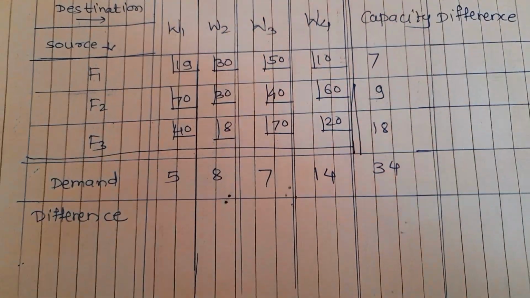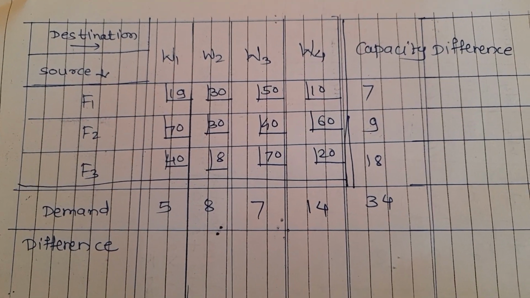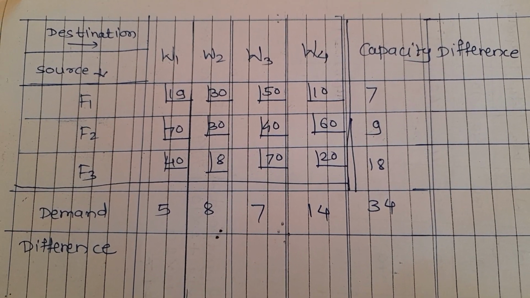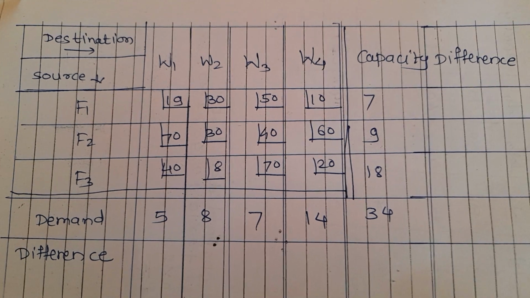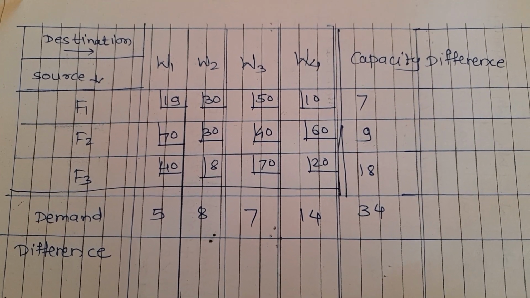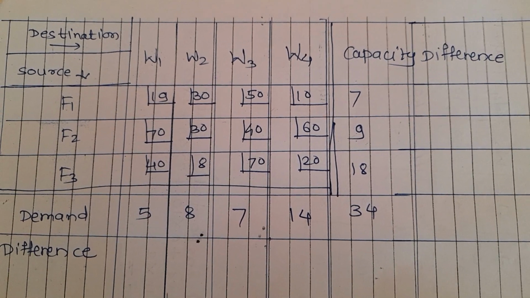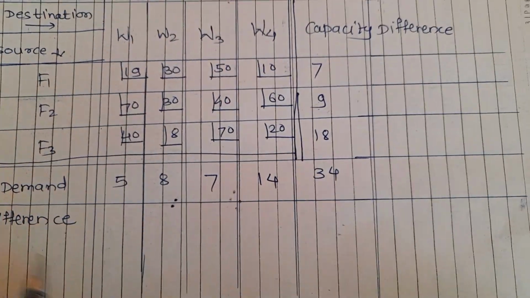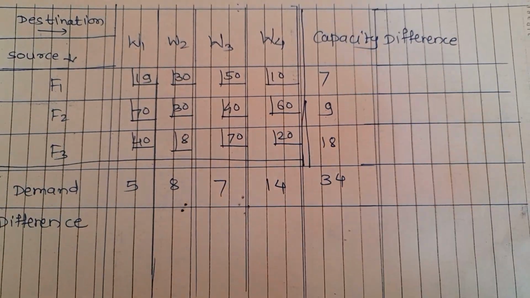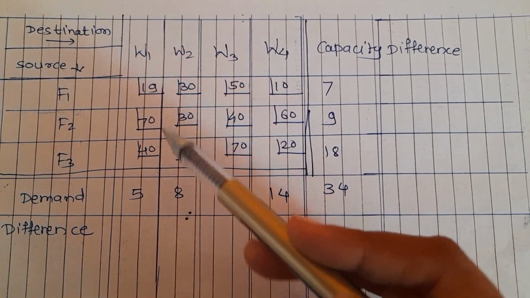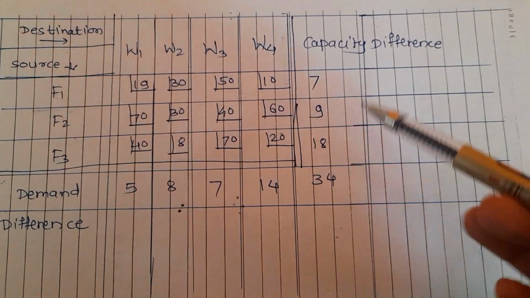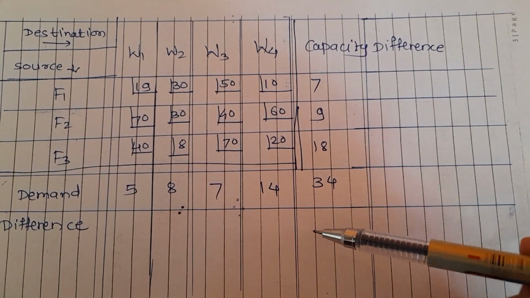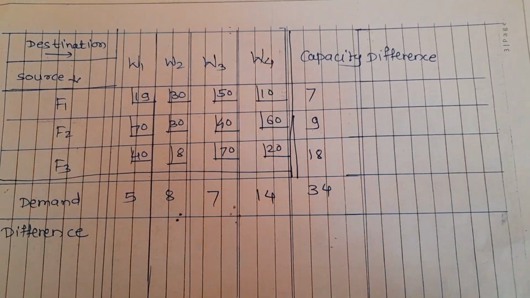We take the same example, that is sources F1, F2, F3 and destinations W1, W2, W3, W4. Capacity and demand are also given. There are two methods for solving Vogel's approximation method. First is finding all differences in one chart and then getting the allocation, and the second is finding one allocation at a time and then converting the table for the next transportation problem. First we solve for all differences in one chart.